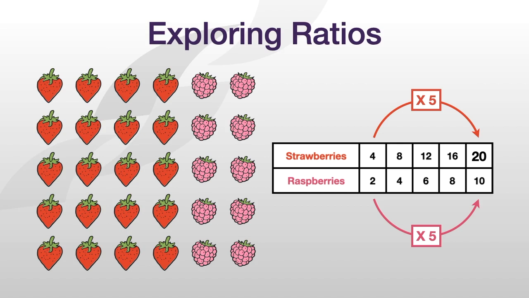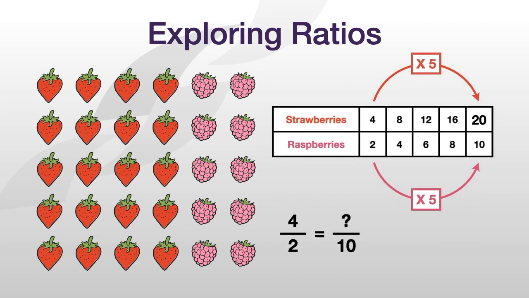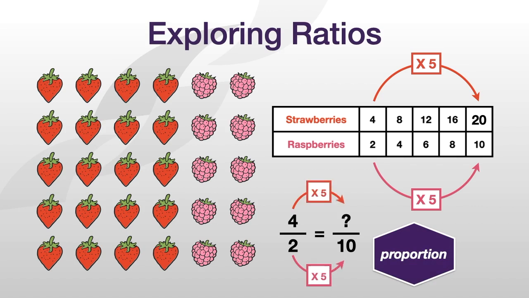Also, notice that in each equivalent ratio, the number of cups of strawberries is double the number of cups of raspberries. We can solve for this value by writing a proportion. A proportion is an equation that says that two ratios are equivalent. Applying the same scale factor as above, again gives 20. Let's apply our understanding of ratios.